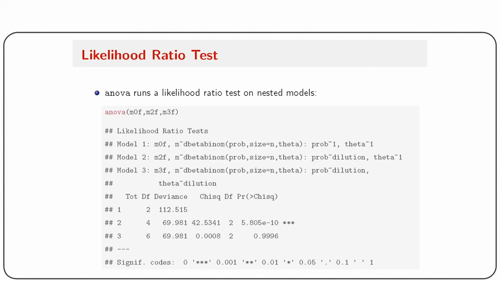And then you do the ANOVA, the likelihood ratio test. For the likelihood ratio test you can use the anova function here. So anova m naught f, m2f, and m3f. The anova runs a likelihood ratio test on nested models, the three different models that we defined, and it will give you the anova and the chi-square p value, showing that the second is significant, that 4.